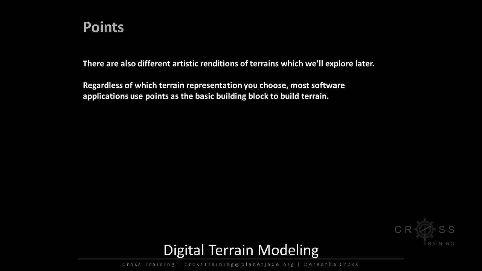So I do want to mention, regardless of which terrain representation you choose, most software applications are going to use points as the most basic building block to build terrain. For example, if we fed Civil 3D a set of contours, as soon as we try to do something with it, such as build a surface, it's always going to convert those contours to points and then build the surface from that. If we give Civil 3D a surface, it's going to convert that surface to points before it produces contours. So it's always going to go back to that basic building block, and of course if it doesn't exist there, it will try to create or interpolate.